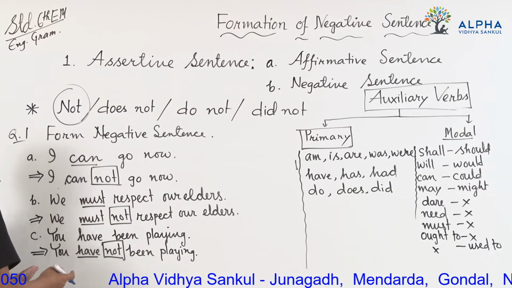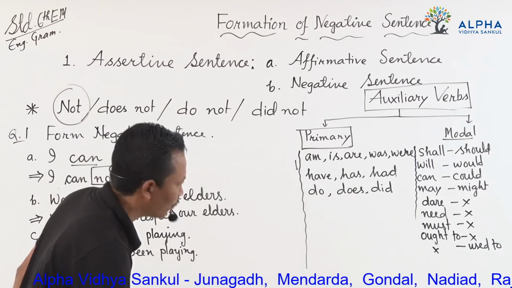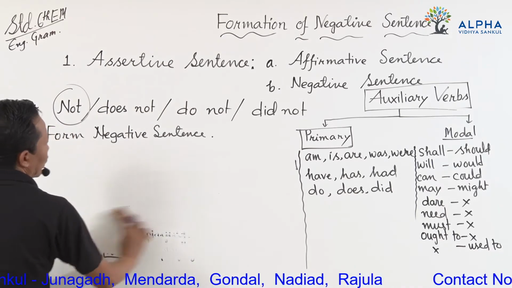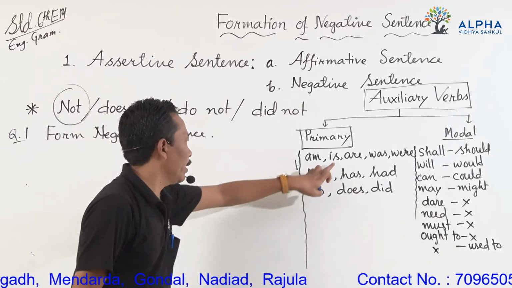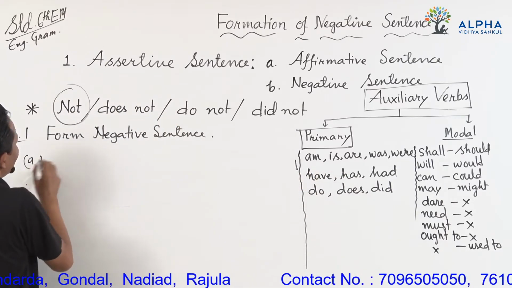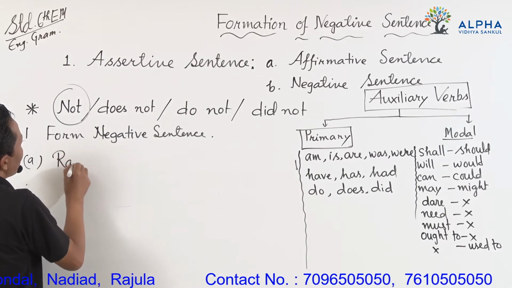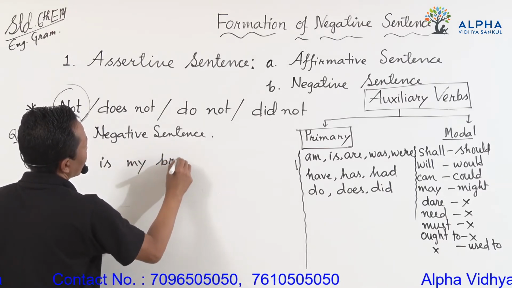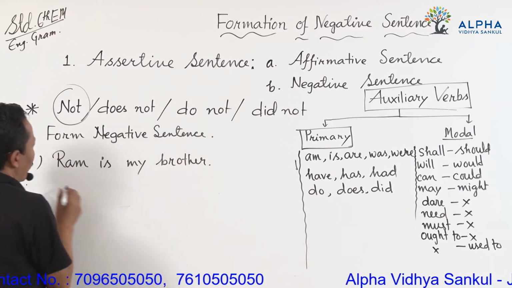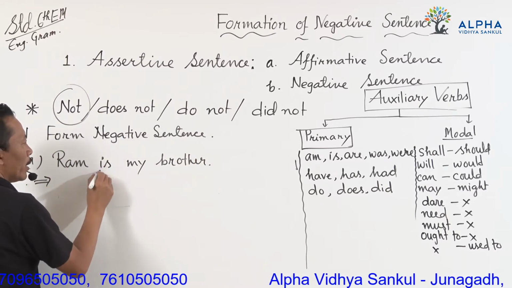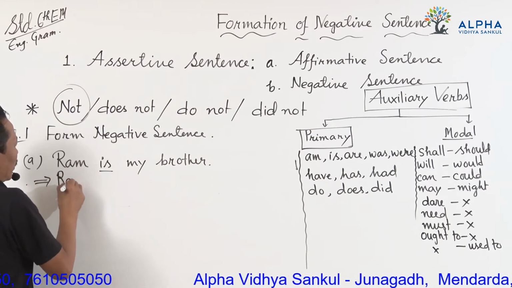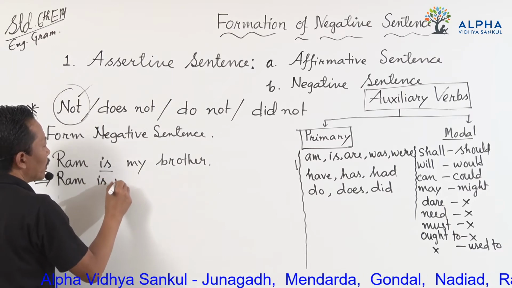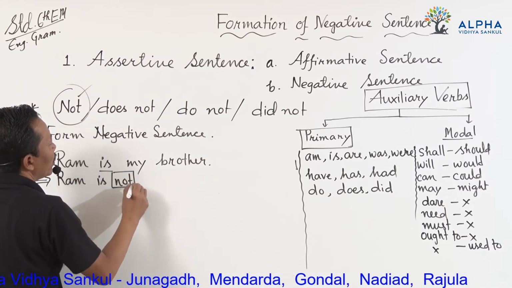And these are the examples. Let me give you more examples to clear your doubt. Let me take this one, is. Ram is my brother. If you want to change it into negative, you know is is available here. Then your next step is just after is you put not. What will be here? Ram is not my brother. Very easy one, students.